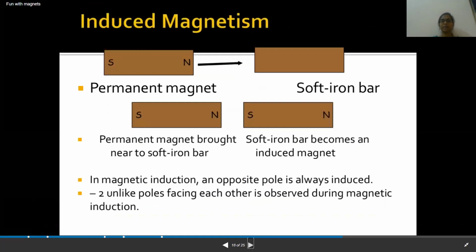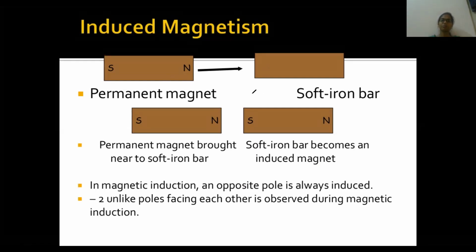And induced magnetism. We're going to induce the magnet by the single touch method or the double touch method, inducing the magnetism into soft iron bars. Or are we going to make permanent magnets? This is a permanent magnet we're going to make using soft iron. Soft iron has the property that we can make it into an artificial magnet by the single touch method.